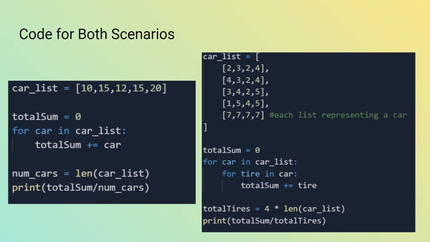Notice that it doesn't have to be a square, because in this case you have 5 cars, but each car has 4 tires, right? We could have 7 cars with 4 tires.